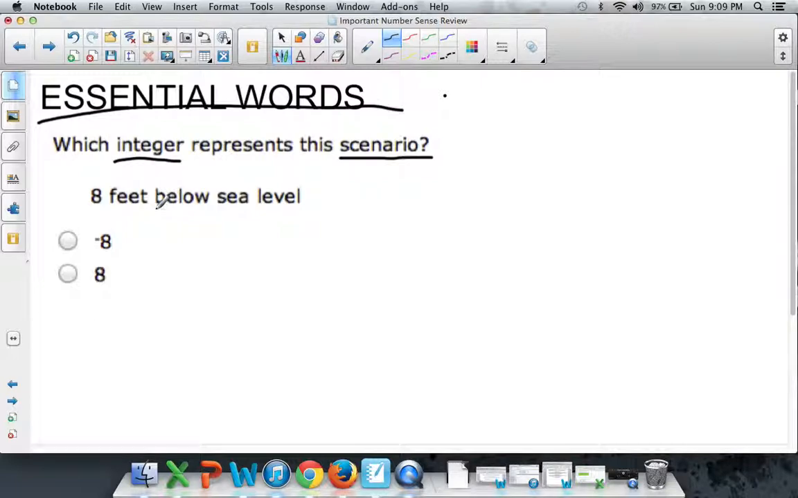8 feet below. Below, is that going to be positive or negative? That's going to be negative. So 8 feet below is really another way of saying -8. And there are lots of scenarios like this, and you have to make sure that in word problems and stuff, you understand what they're saying.